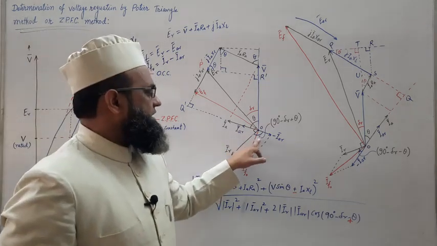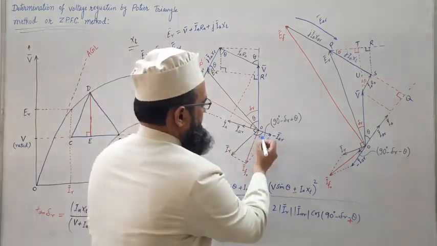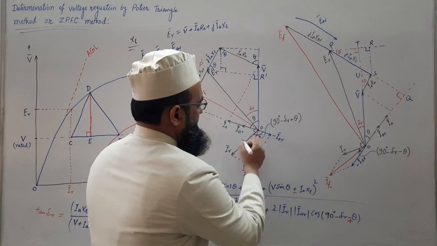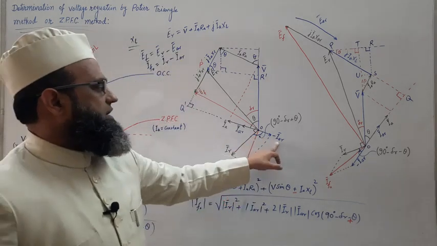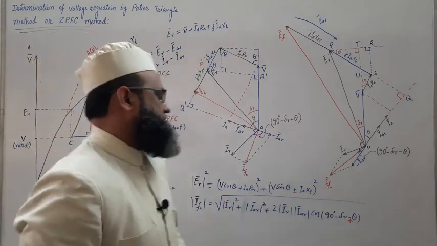Verify yourself, this angle between IR and minus IAR is 90 minus delta R plus theta. Fine.